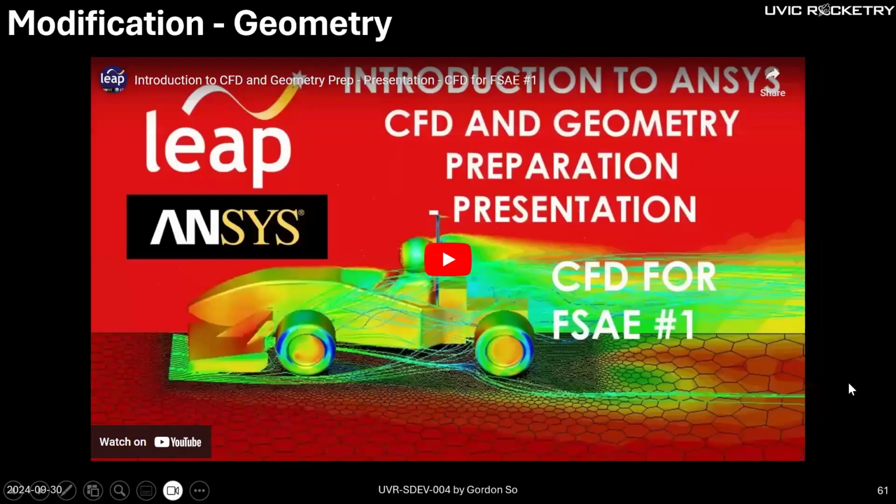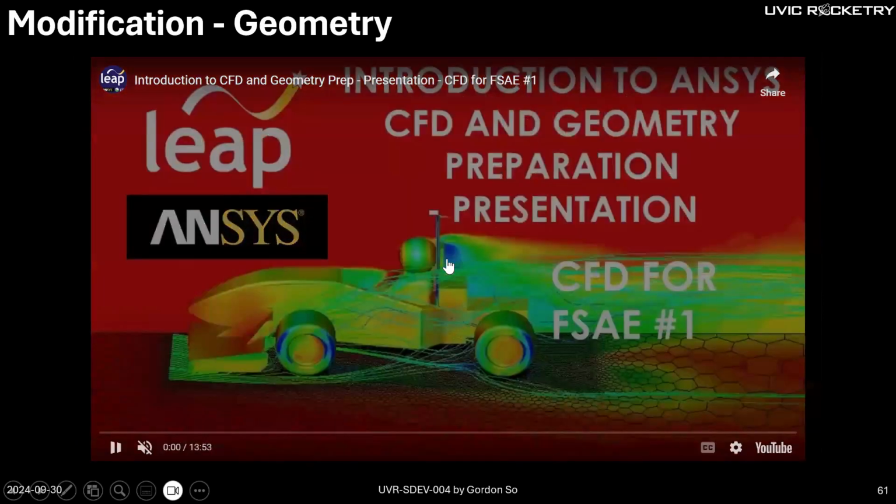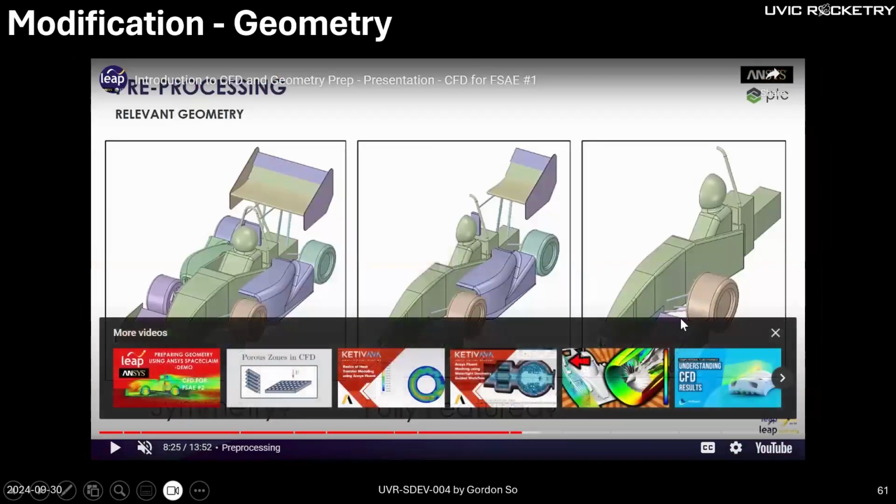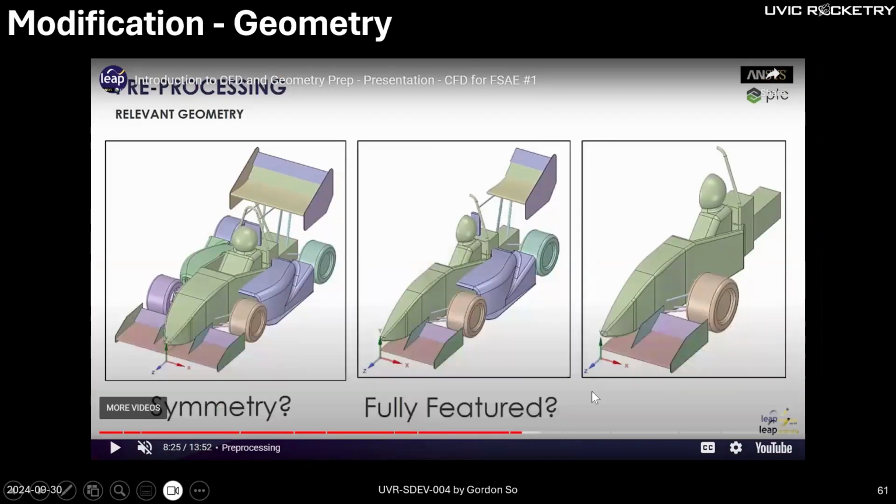And then for modification, this is one of the best videos I can find illustrating what kind of modification we need. This is subsonic flow, of course, an FSAE car. And then there are a few different considerations that we think about. So the first thing they think about is, do I cut the model in half? Do I feature every single feature? Maybe they want to see a comparison between, like, no wing and with a wing, to do a benchmark.